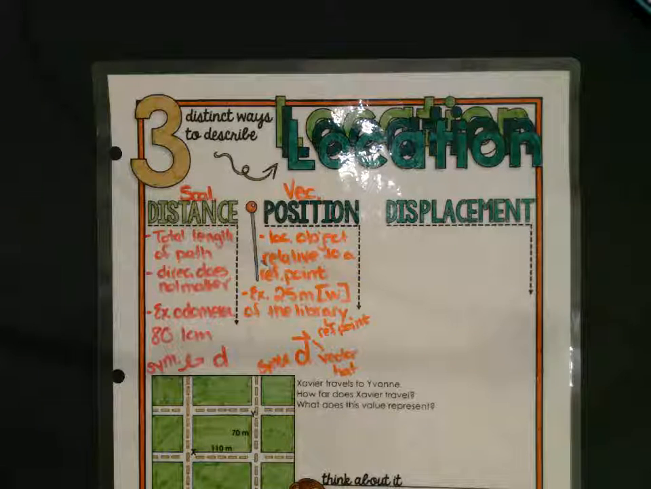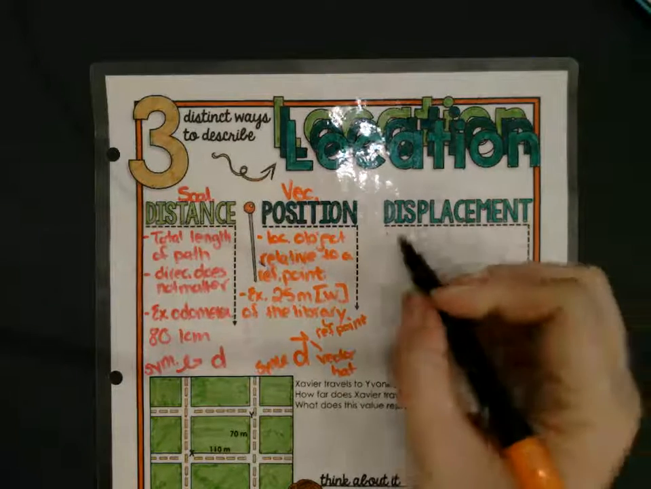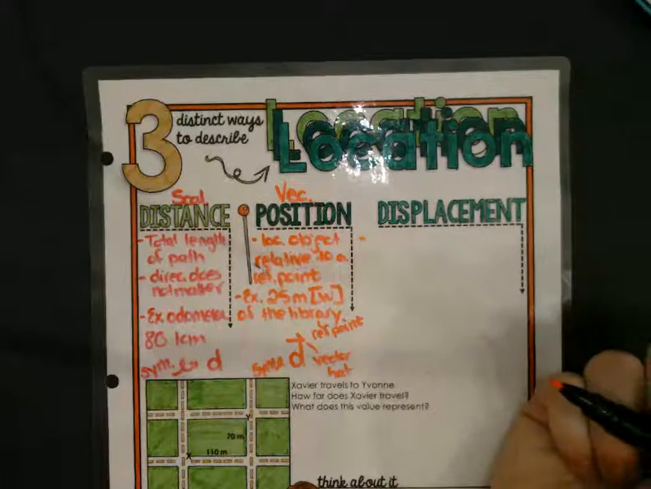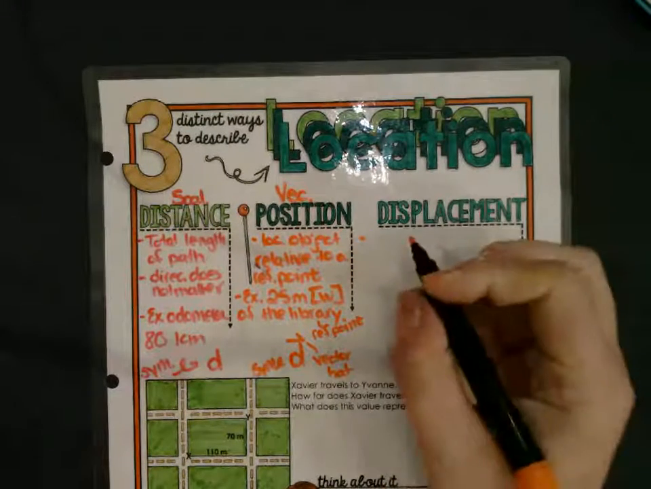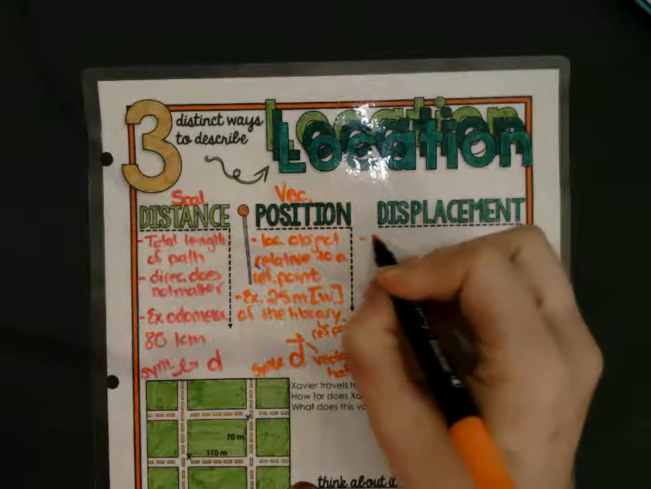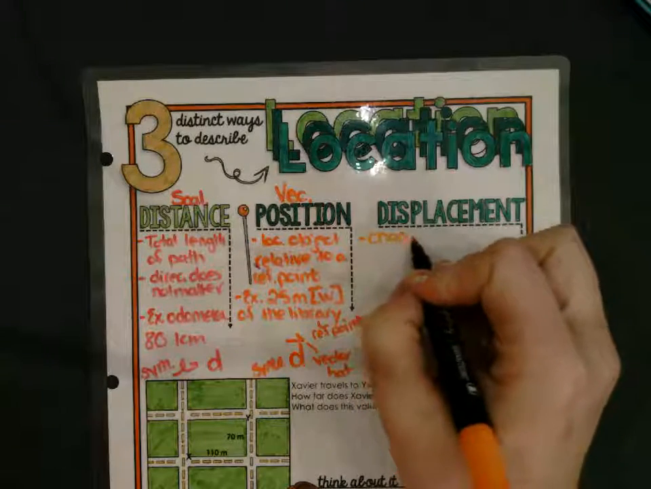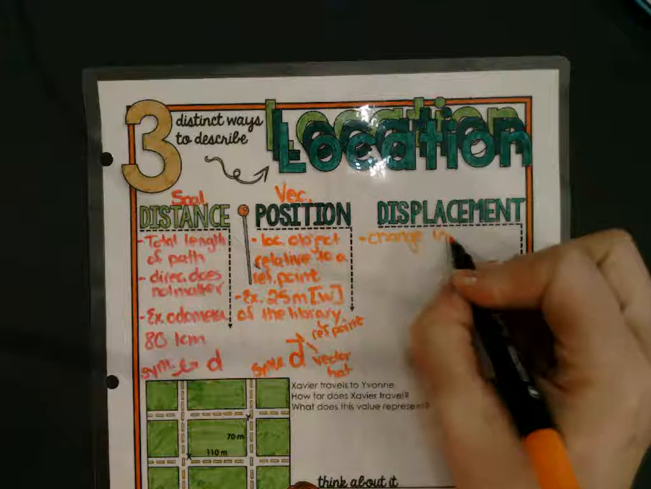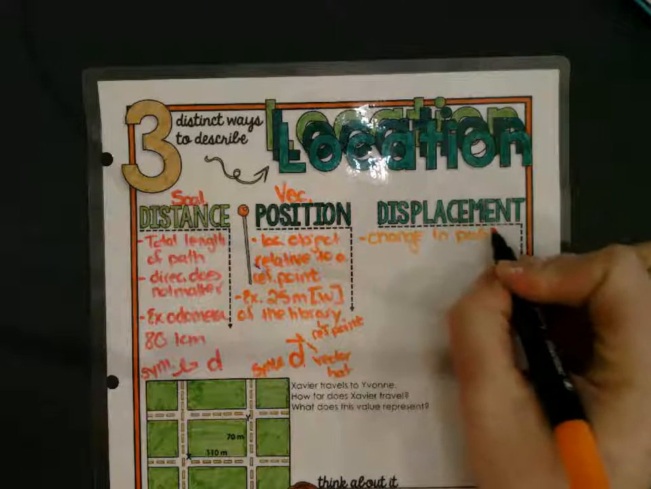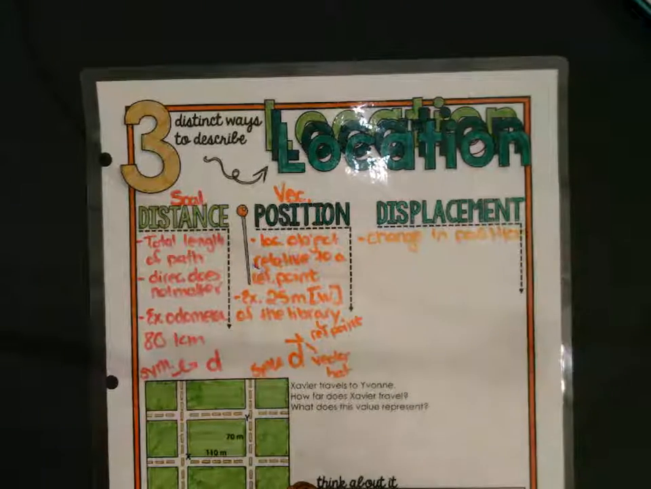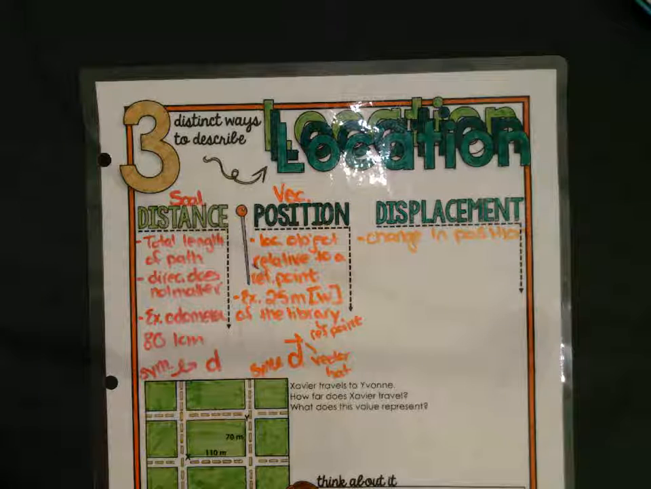The last way we're going to use to describe the location of something is displacement. This is a really big one. This is where we're going to spend most of our time talking. Displacement is a change in position. So it's where you went. She left the house and went 5 miles east to the neighbor's house.